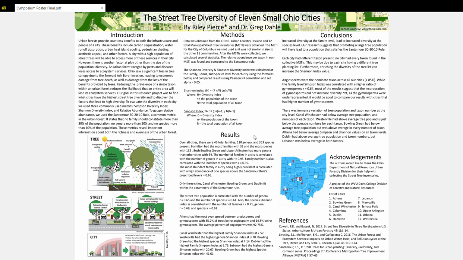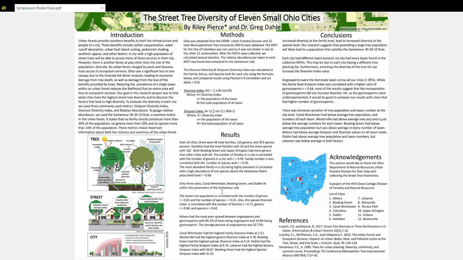Another important result we found is that only 3 cities, Canal Winchester, Bowling Green, and Dublin, fit within the parameters of the Santamore rule. All of the other cities had one taxon that was out of place or more than one, and so they did not fit within the Santamore rule, and so we would advise them to look at their street tree diversity and take a different approach.